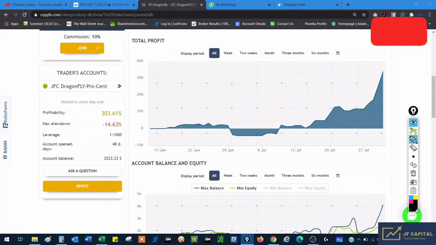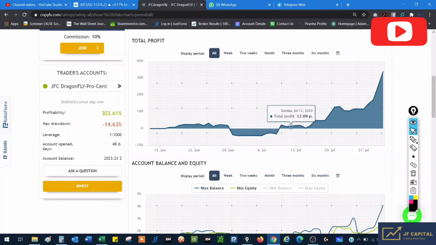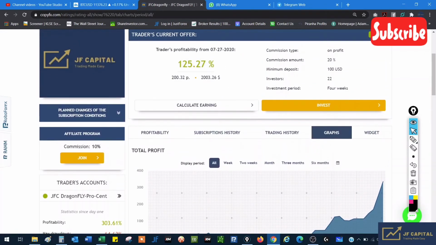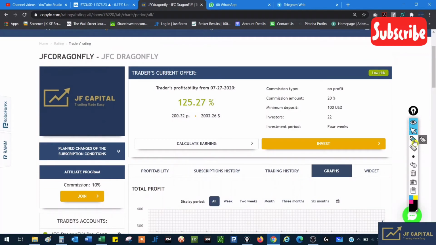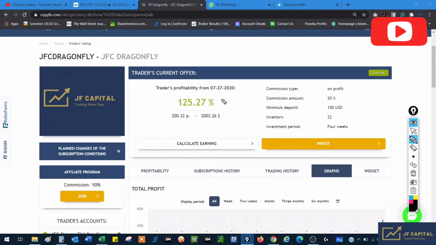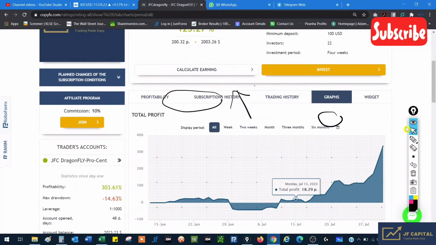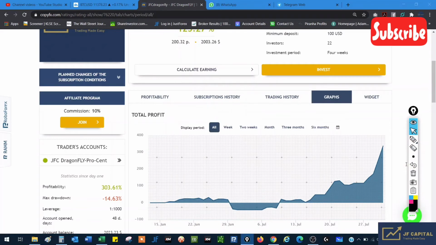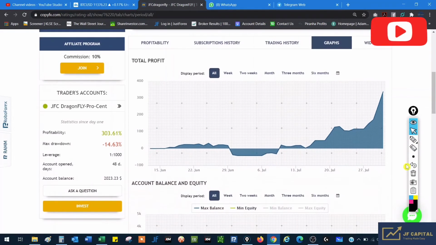Okay, and what else can you see from Copy FX? This percentage is calculated based on this date. Okay, and I currently have 22 investors copying me, and this also shows the profitability since day one, and the maximum drawdown.